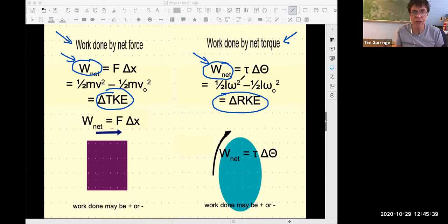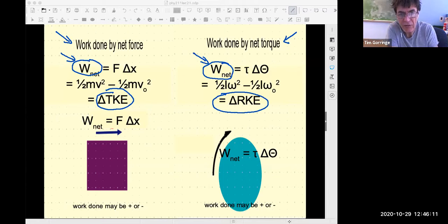In both cases, for example, the work done is a scalar quantity. It has no direction, it has no orientation. It's just a number of joules that are added to or subtracted from the rotating or the translating object. So the work done can be a positive number, can be a negative number, can be zero, but it doesn't have an orientation. It doesn't have a direction, like the forces and the torques had a direction to them.